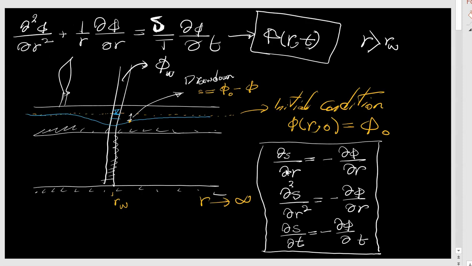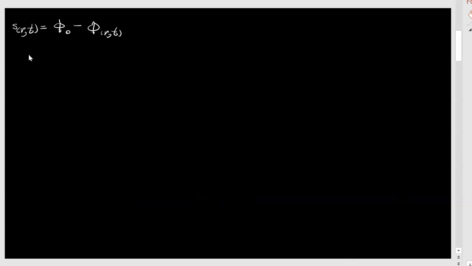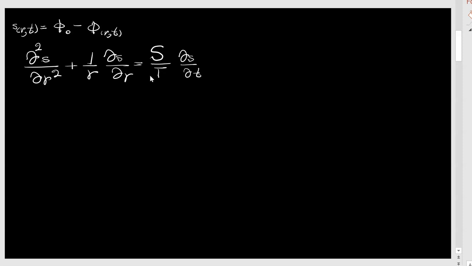So if I substitute these equations into this governing equation, then I can write the drawdown partial differential equation: 1 over r partial s partial r plus partial squared s partial r squared equals capital S over T partial s partial t. You may wonder why they did this, because it looks pretty much the same as this equation, right? But once you convert phi into s, you can define a boundary condition and initial condition in such a way that it allows you to use mathematical techniques to solve this equation. That's why they did this.